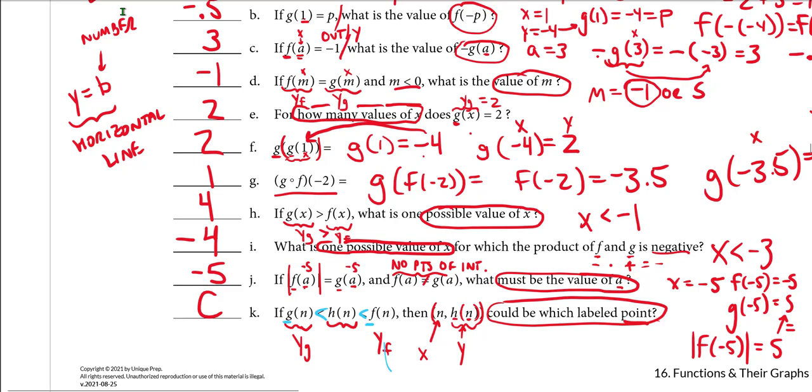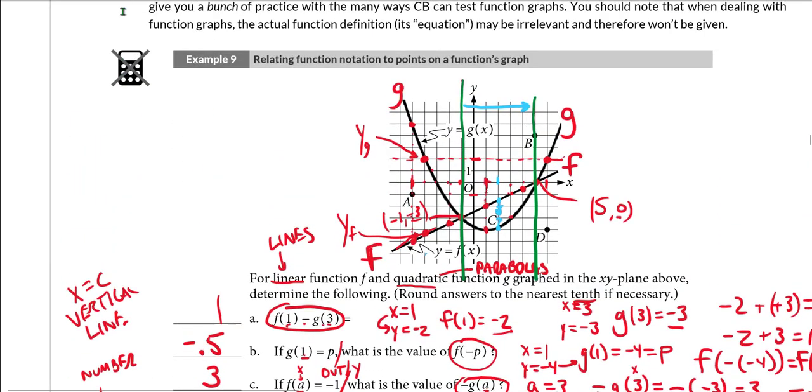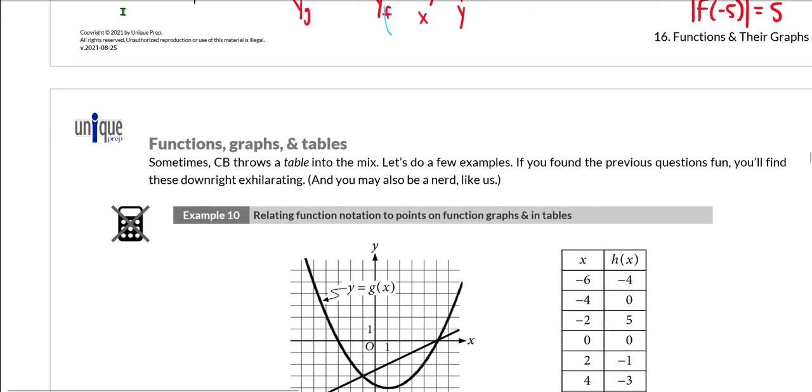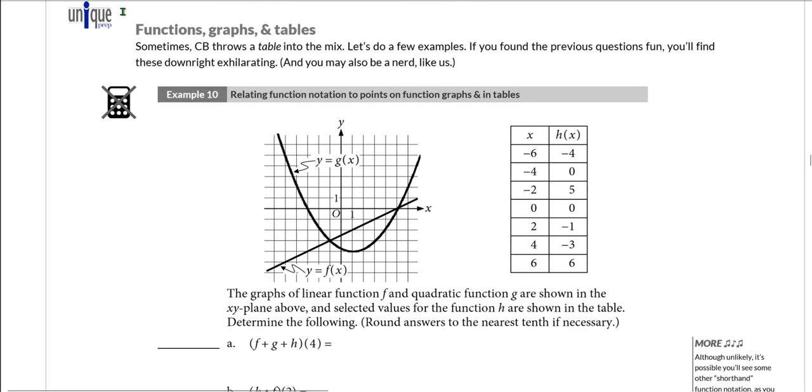Bunch of examples there. If you understood those, then you are well on your way to pretty much acing all of the function graph questions. I shouldn't say all of them. A lot of the function graph questions that resemble these kinds of examples on the test. At the top of the next page, we're going to throw a table into the mix. And we should keep in mind that the table doesn't really do anything different.